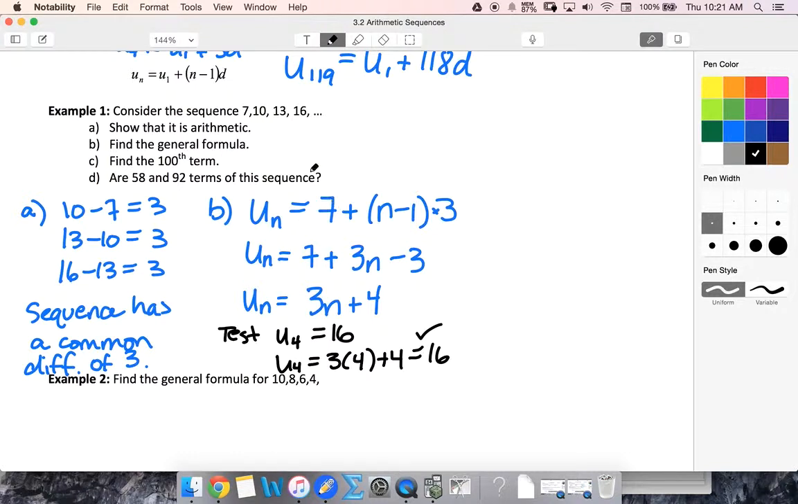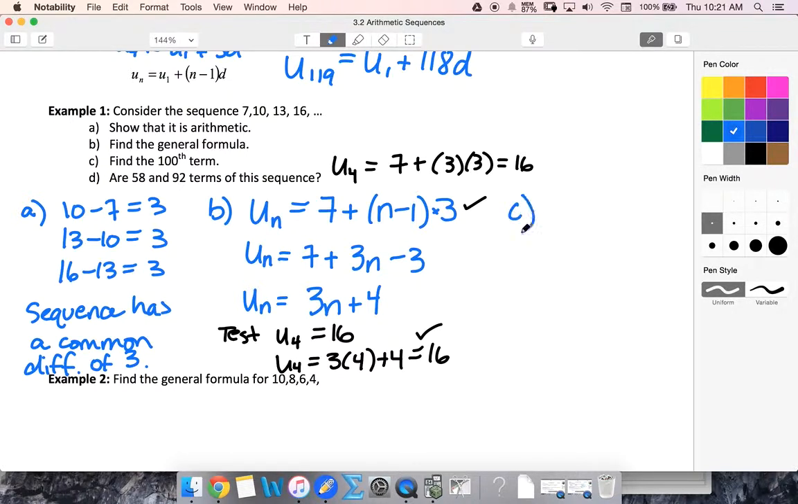I could have also tested this formula. The fourth term is 7 plus, well, the fourth term minus 1, that's 3, times 3. 3 times 3 is 9, plus 7, that also equals 16. So either one of these formulas works as the general formula.